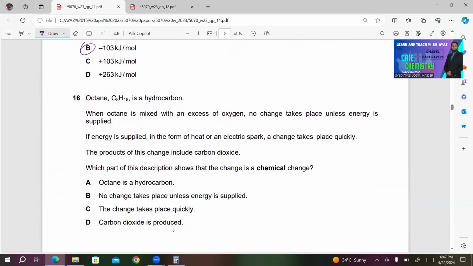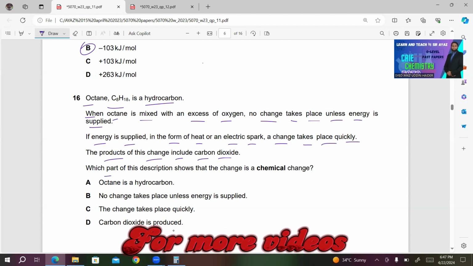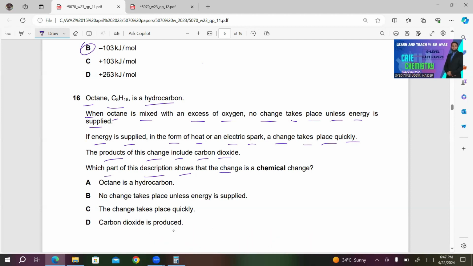Number 16. Octane, C8H18, is a hydrocarbon. When octane is mixed with an excess of oxygen, no change takes place unless energy is supplied. If energy is supplied in the form of heat or an electric spark, a change takes place quickly. The products of this change include carbon dioxide. Which part of this description shows that the change is a chemical change?